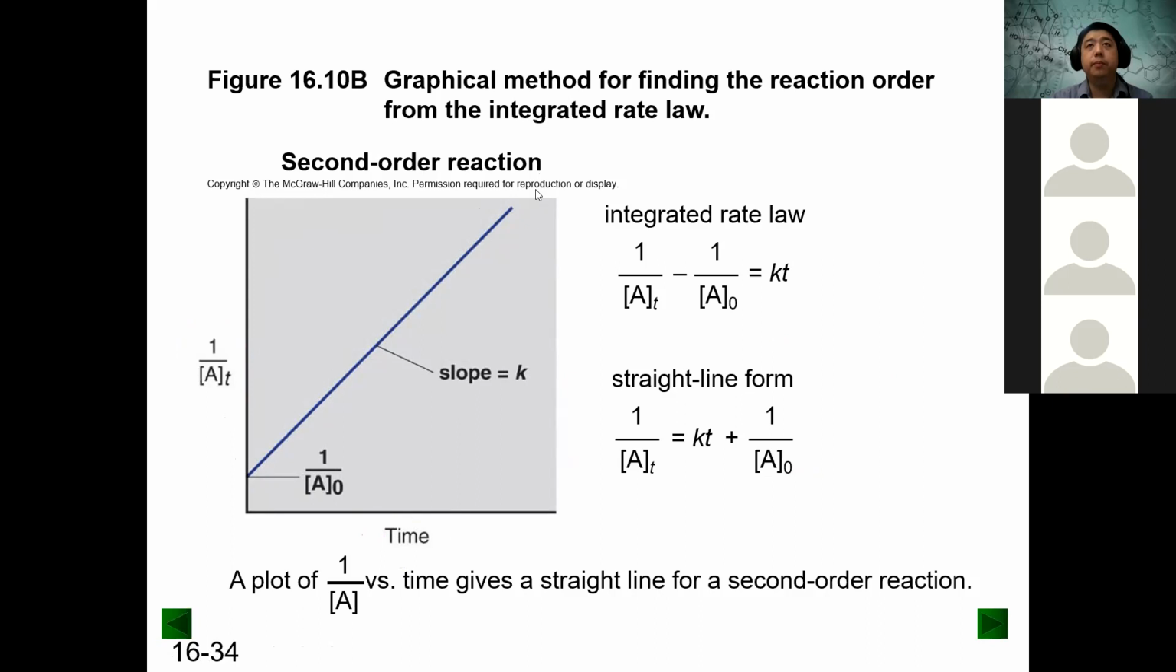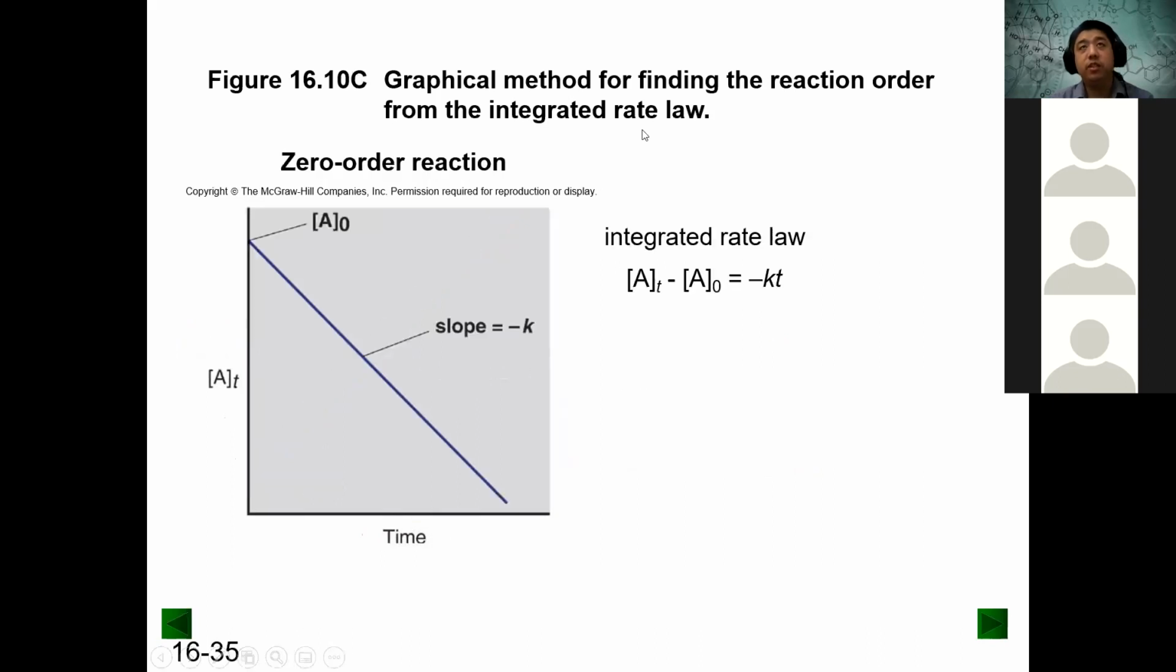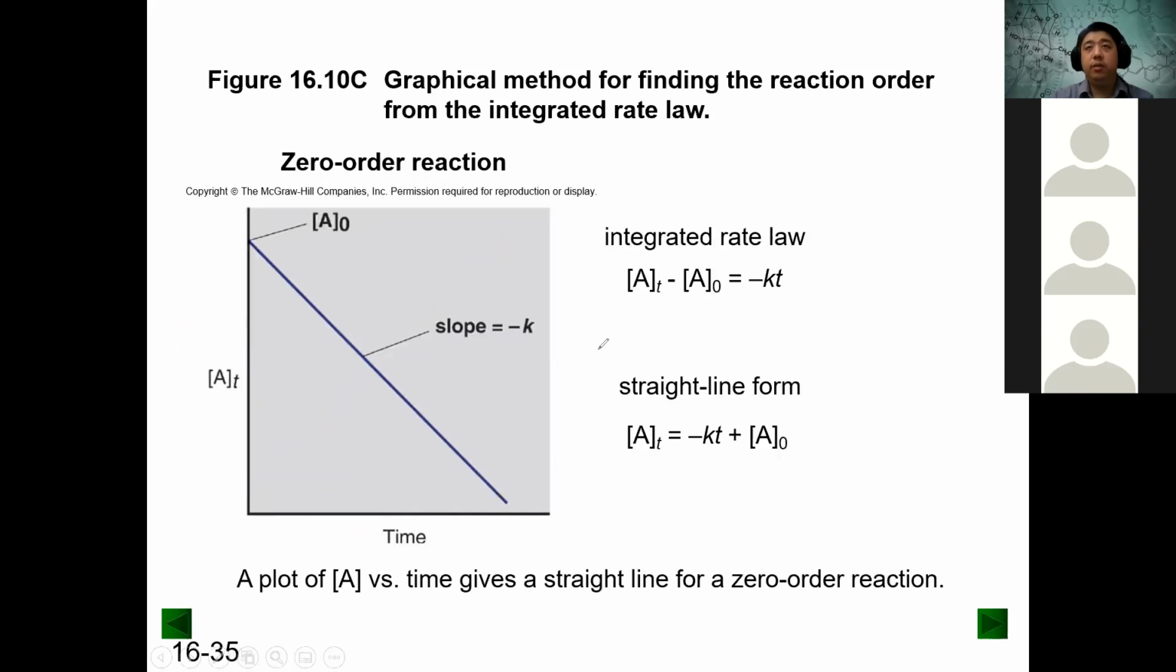All right. And the last one we're going to talk about is zero order. Once again, take a minute, copy down the straight line form. This goes back to our negative slope again because we don't have it as 1 over. This is just the concentration itself versus time.